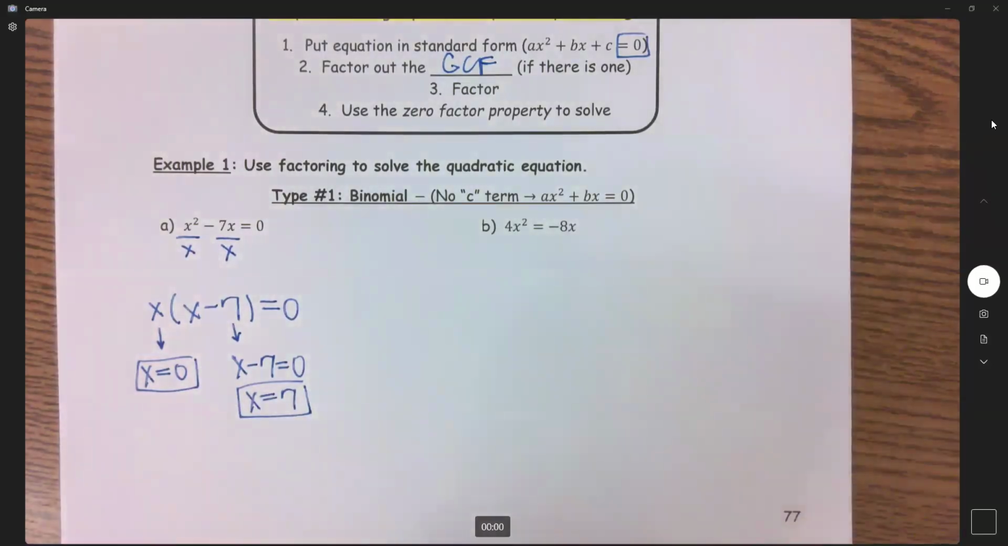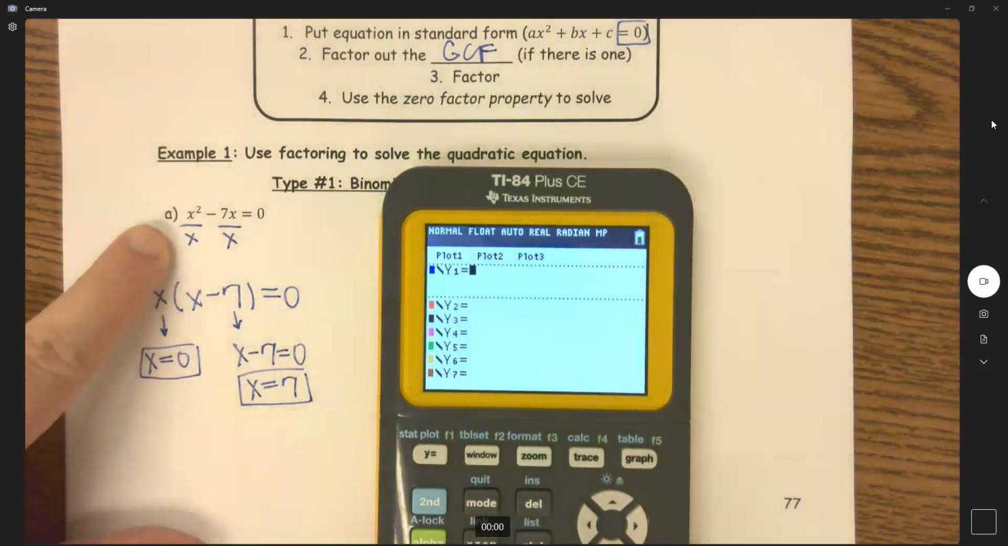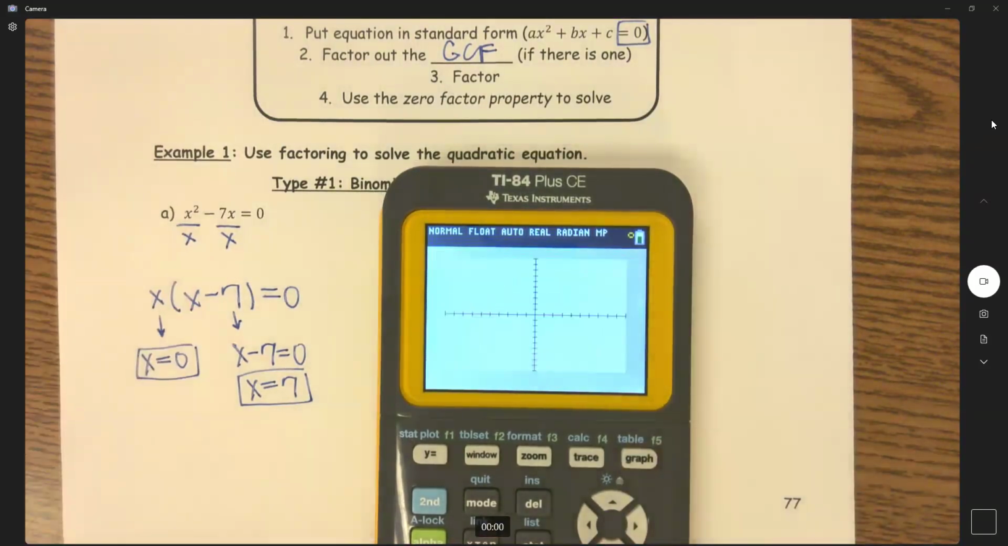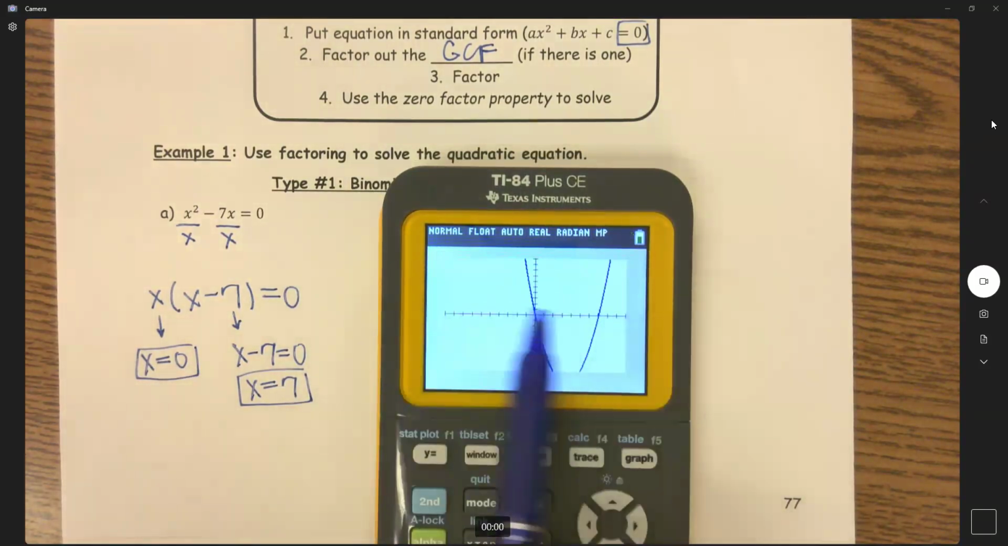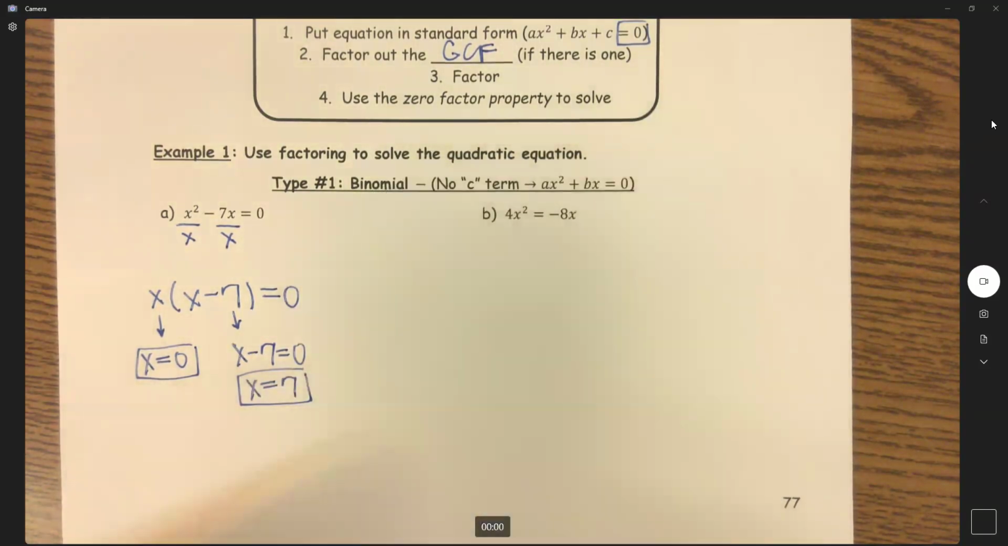Now, if I pull this up on my graph, I want to show you graphically what we have just solved for. So if I type this equation in and I graph this, what we have found are x-intercepts. That's where this is crossing the x-axis. So it's crossing right here at 0 and then also right here at 7. So you can always check your answers by putting it in your graph and seeing, did you get your x-intercepts right?